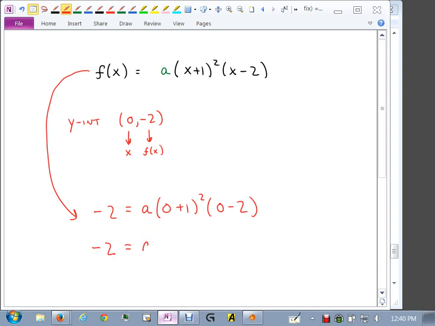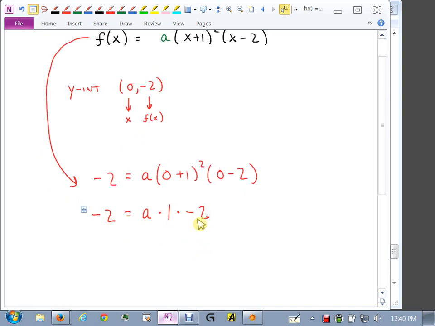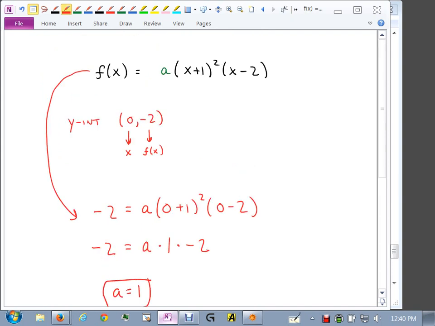All right, so this is a. This was 1, right? 1 squared was 1, so times 1. This is -2. Now divide both sides by -2, you get a is 1. So your answer would just be this, okay? That would be a function that would model that graph. Let's say this side right here was -4. You plug in 0, you get -4 out. Then you would have divided by -2, a would have been 2. And so your answer would have been this with a 2 in front.